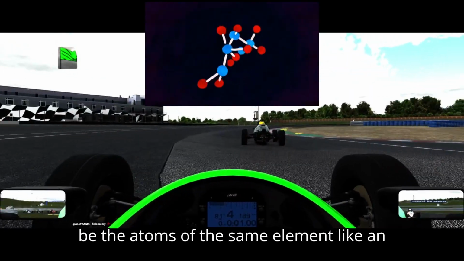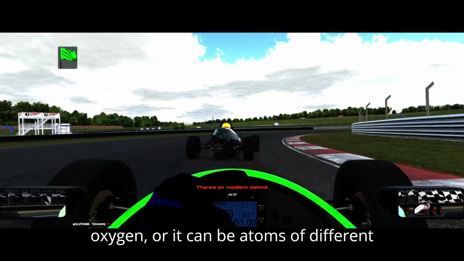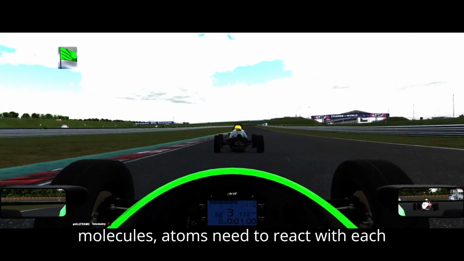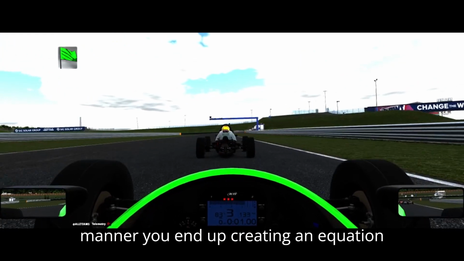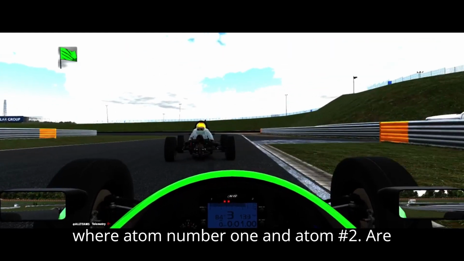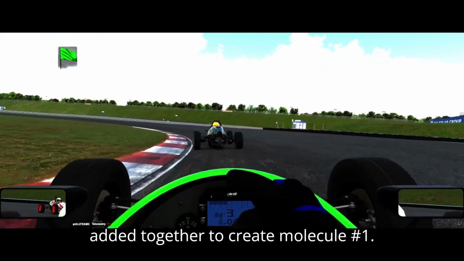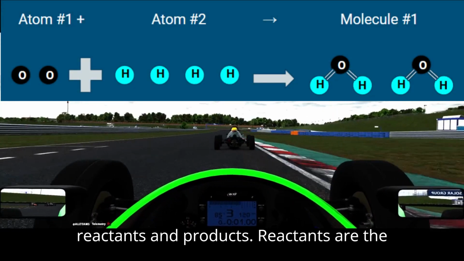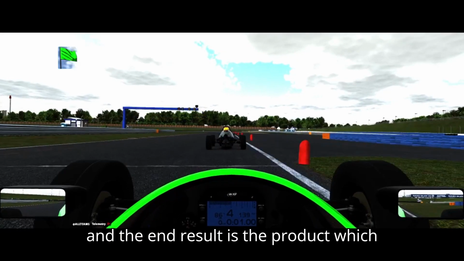This can be the atoms of the same element, like in oxygen, or it can be atoms of different elements, like in water. To create molecules, atoms need to react with each other. When chemicals react in this manner, you end up creating an equation where atom number 1 and atom number 2 are added together to create molecule number 1. This equation can be broken down into reactants and products. Reactants are the atoms or molecules that are being used up, and the end result is the product, which is made.